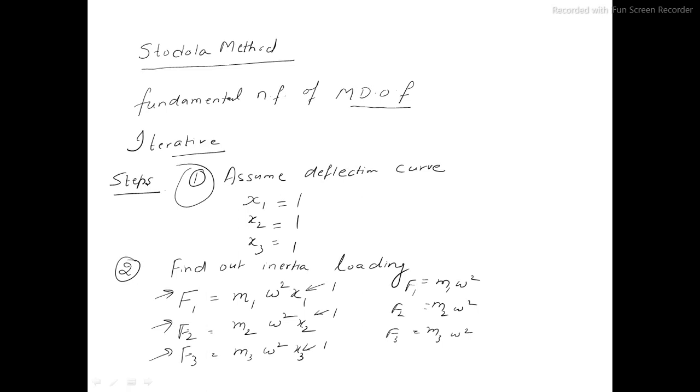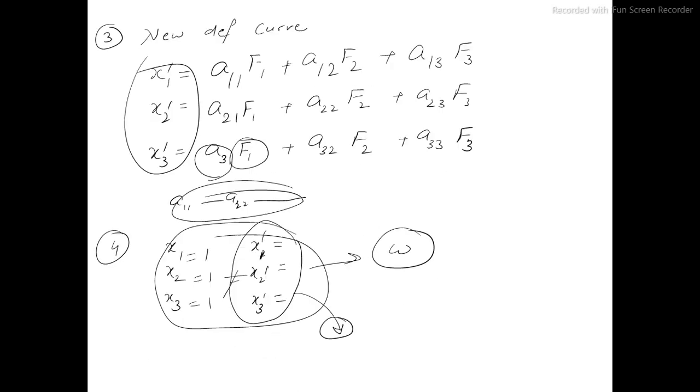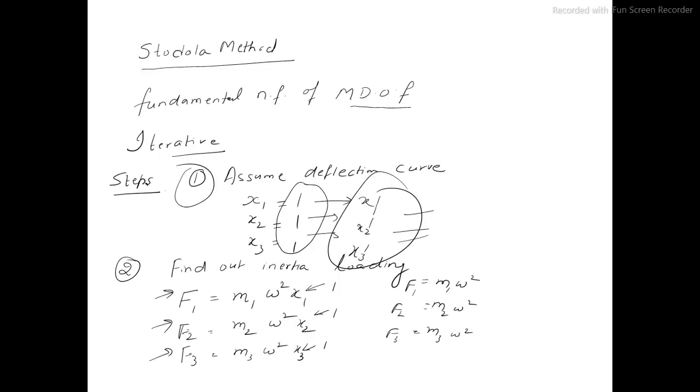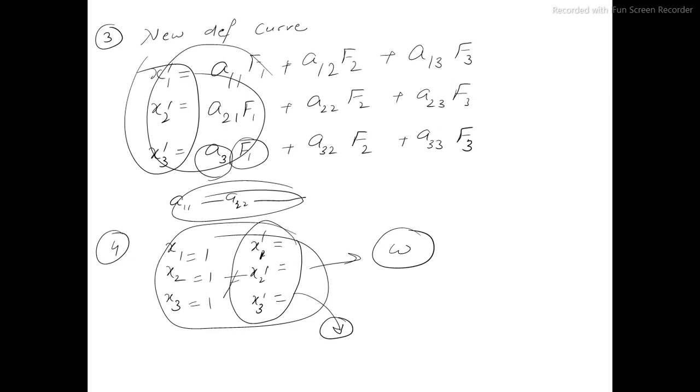In Step 1 you will follow again, but here the assumed deflection curve would be the one you obtained from the calculation in the third step. Whatever you have obtained in the third step would be your starting point to start the process again. Then the other step is to find the inertia force, and then again you will find a new deflection curve and check whether they are equal or not. In this way you will complete the Stodola method.